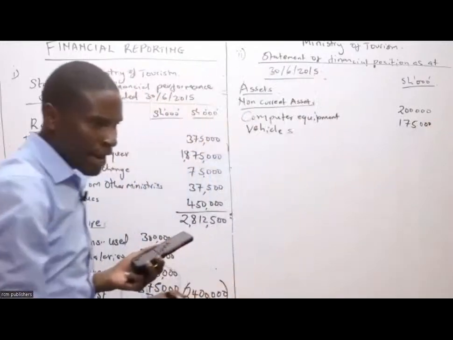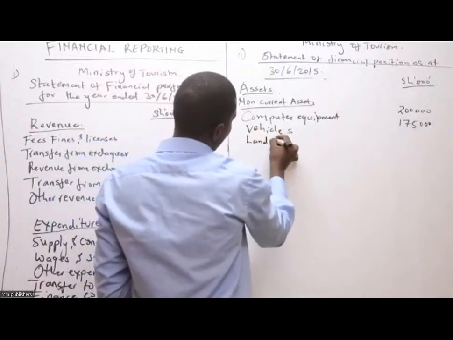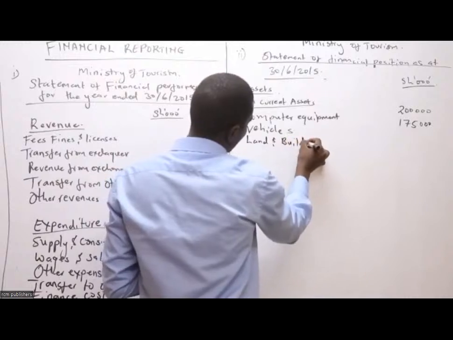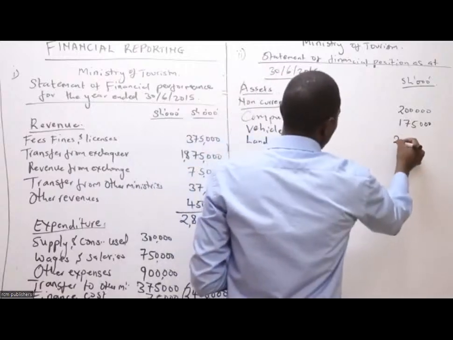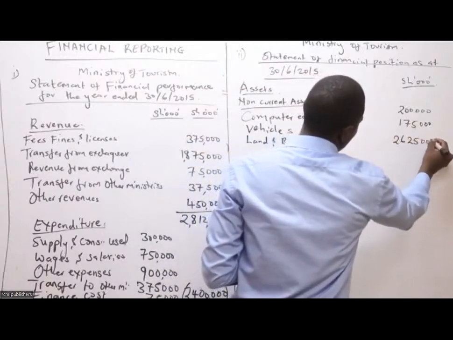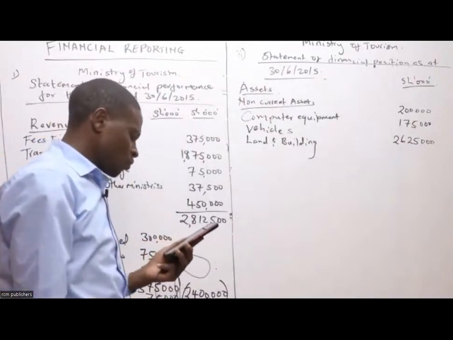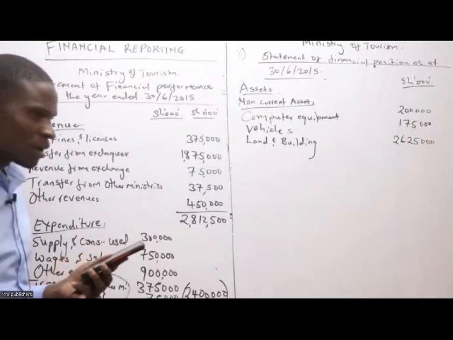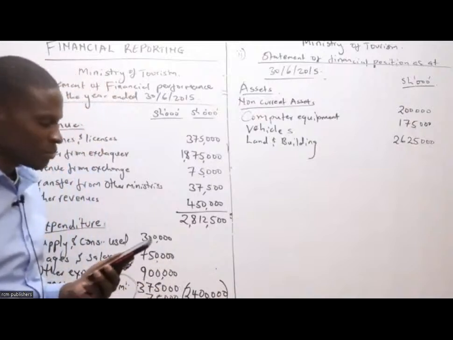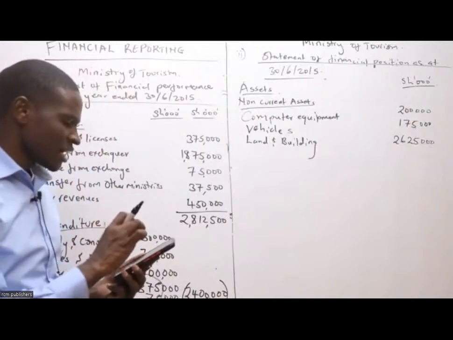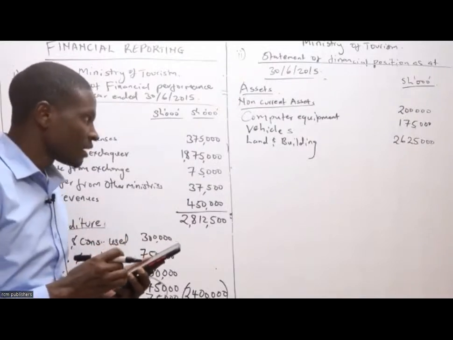Then we have land and building. Can you see land and building? Yes, land and building. For the land and building, we have 25,000. If I look at this question, it's like this examiner was wishing these people success, because I can see those non-current assets are just placed together. Then I go to the current assets.